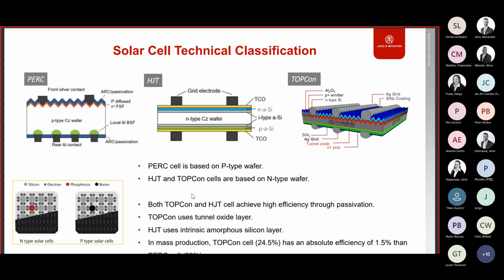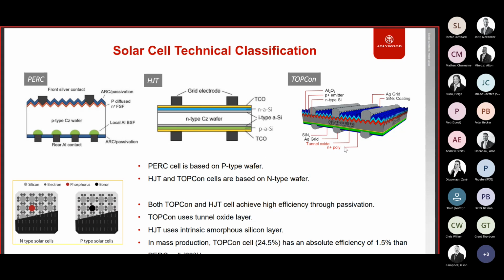And what's the result of these two wafers? For solar cells, an N-type solar cell has a longer minority carrier lifetime. It means it is easier to get a higher efficiency. That's why high efficiency solar cells are based on N-type wafers or N-type substrate. Also, both N-type TOPCon and HJT achieve high efficiency solar cells through passivation. That's also a very important part for high efficiency solar cells.